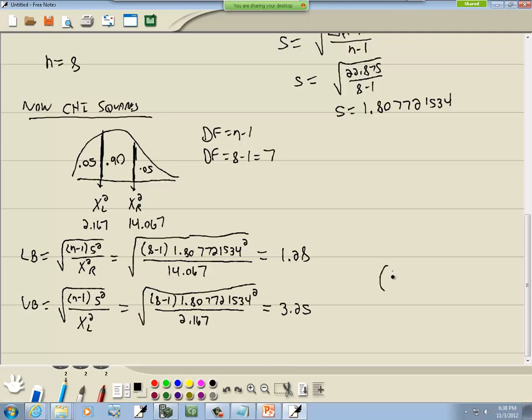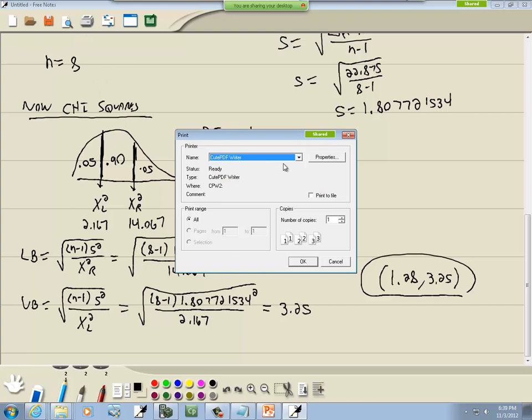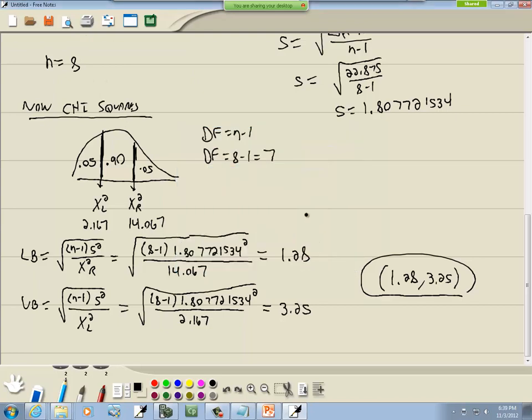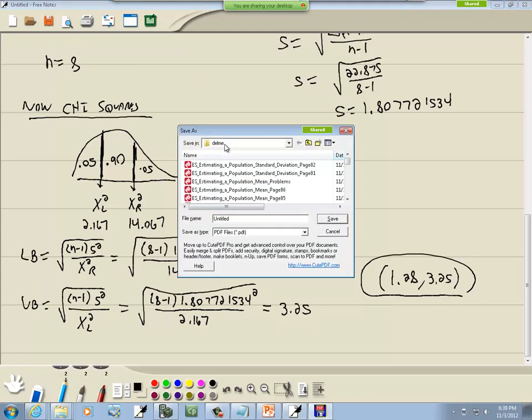So our confidence interval is 1.28, comma 3.25. We're 90% confident that the true value of the population standard deviation falls somewhere in this range. And let me save that. There we go.